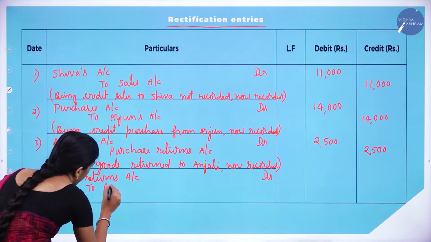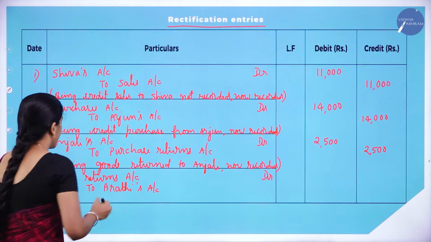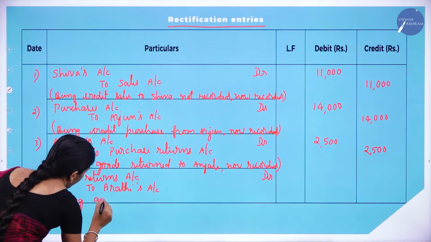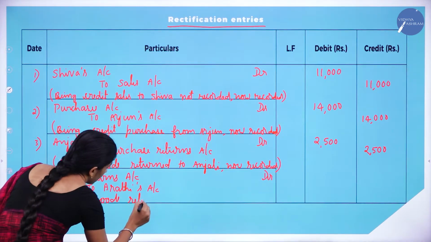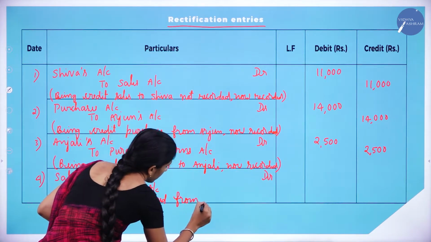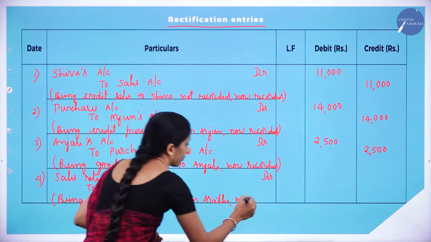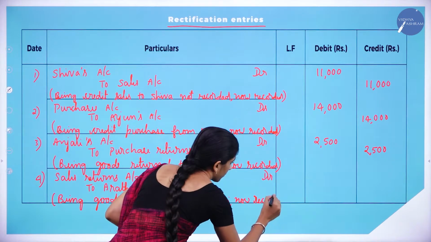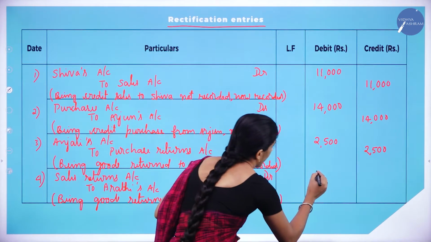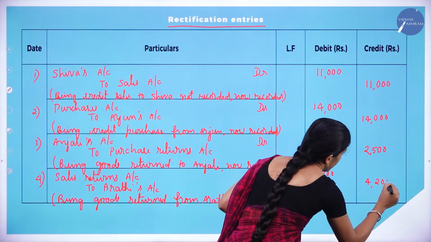So, to Arati's account. Now write the narration. Being goods returned from Arati now recorded. Yes, so what is the amount? That is 4,200 in the debit side and 4,200 in the credit side.